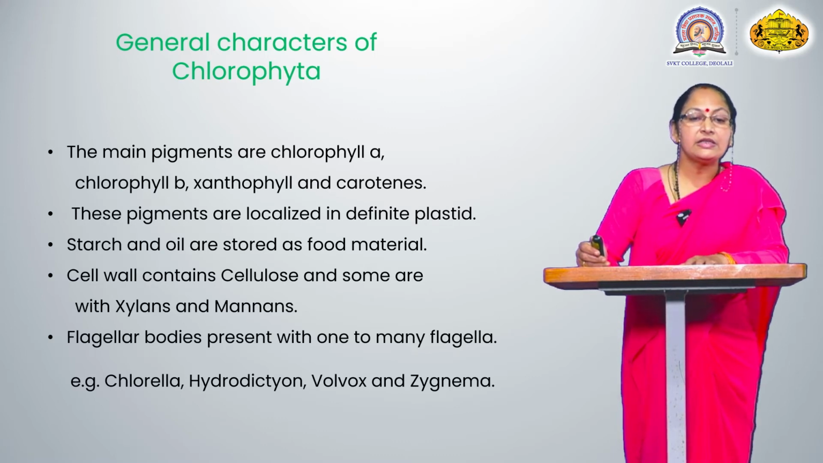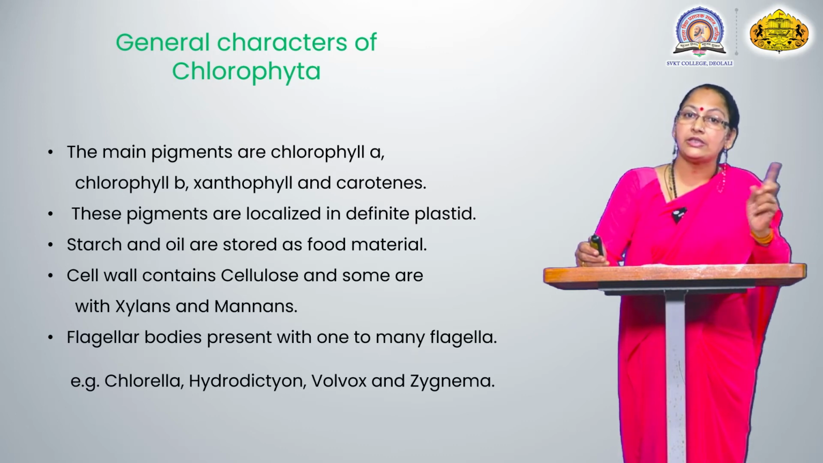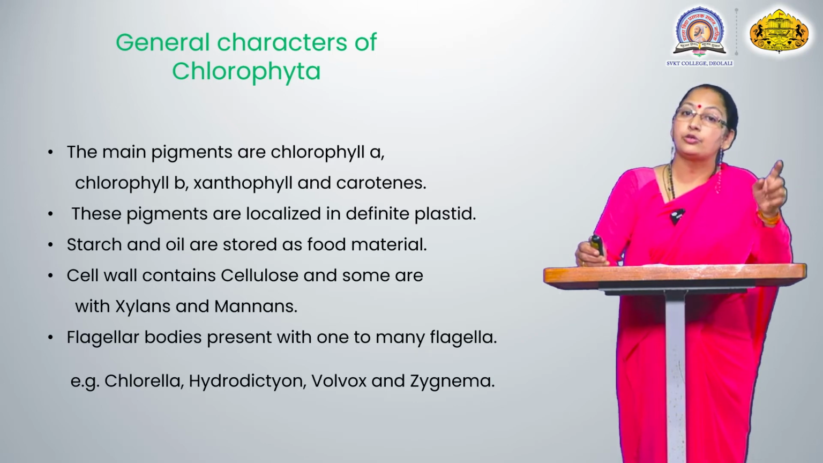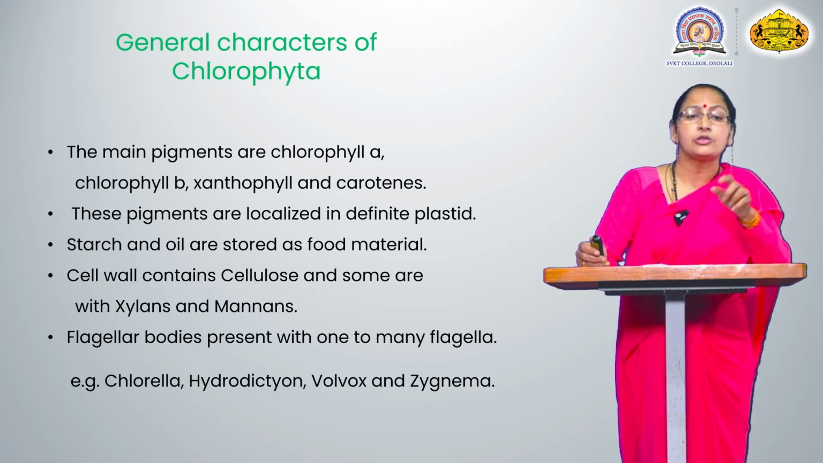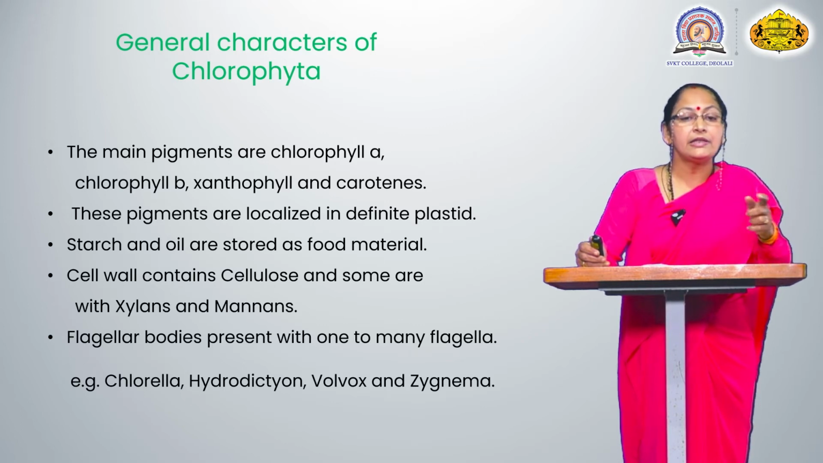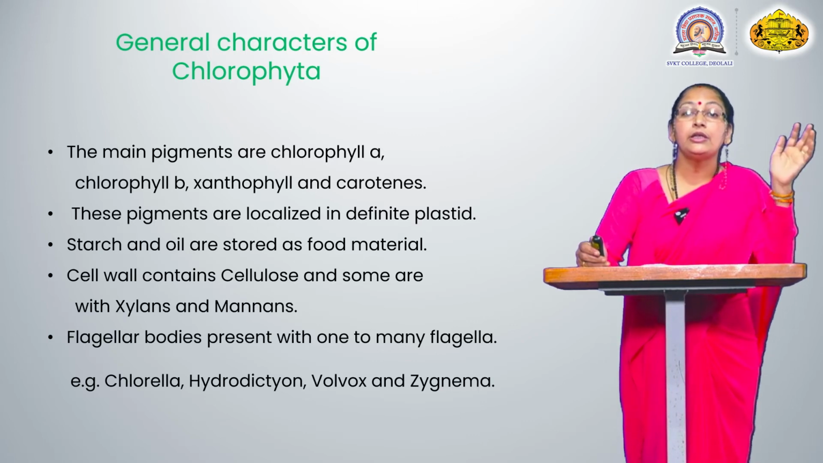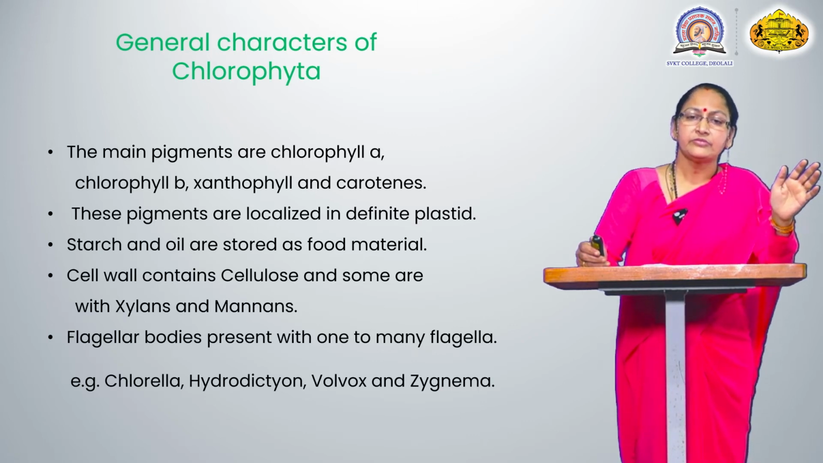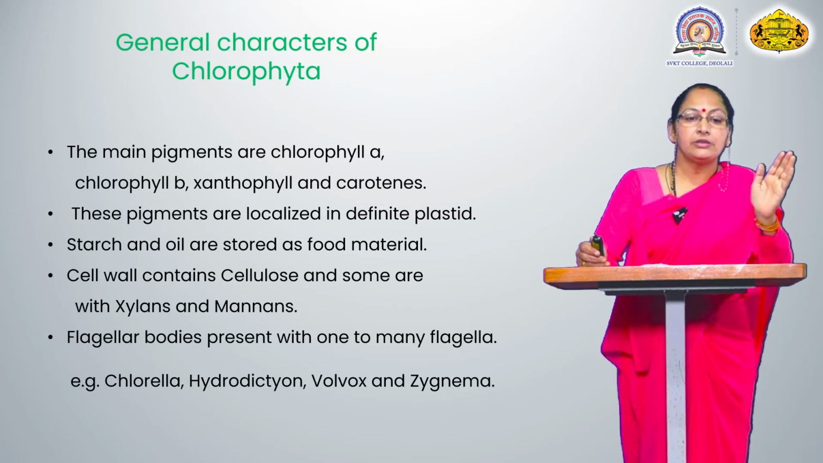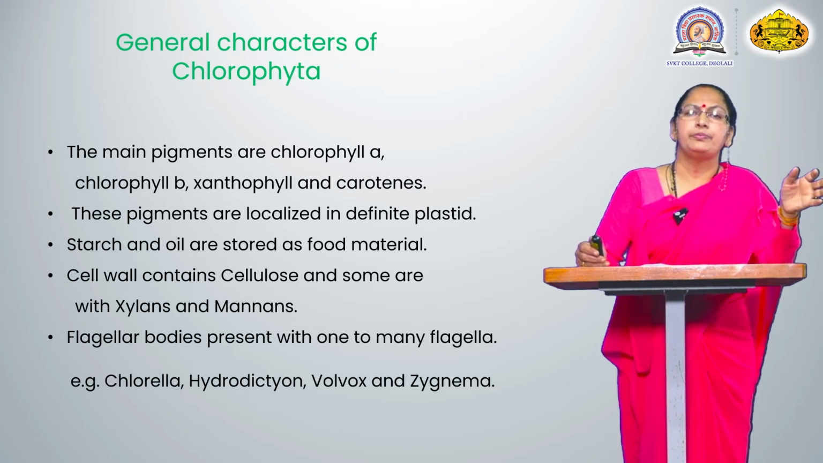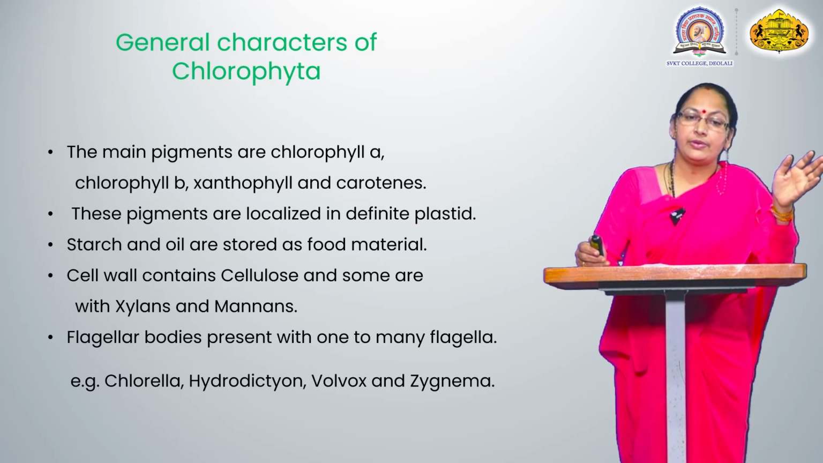Okay. Then next one is the flagellar bodies present in chlorophycean. See students, in Cyanophyta, flagella is absent, but in Chlorophyta, it is present. Flagella are also present in Euglenophyta. One by one, the flagellar body is present, with one to many flagella in Chlorophyta. Good examples are Chlorella, Hydrodictyon, Volvox, Zygnema. So many forms of chlorophycean algae are present.